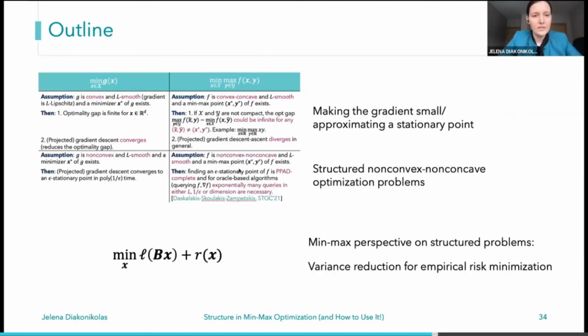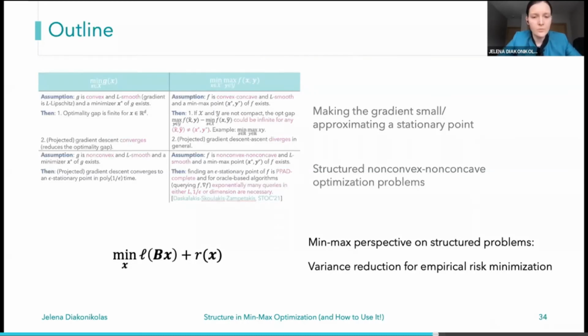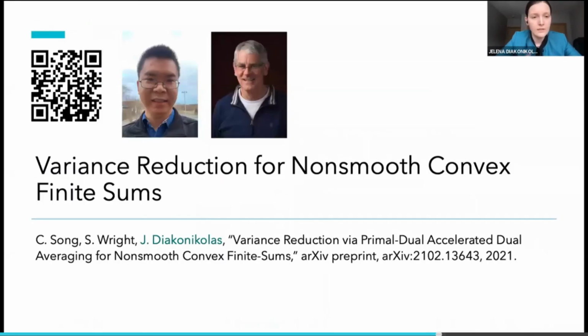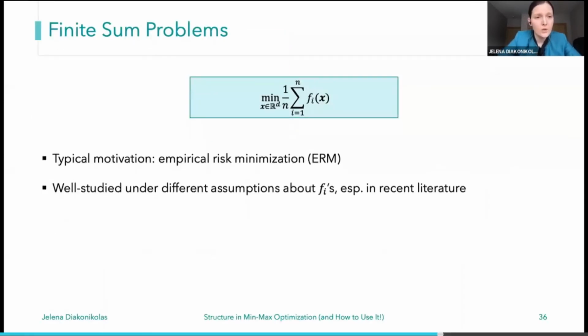Now, the last part here is to just tell you briefly about a problem that is not a min-max optimization problem. It is a convex optimization problem, but looking at it from a min-max perspective turns out to actually be useful. And the work I'll talk about is a very recent work with my postdoc Xiaobing Song and my colleague Steve Wright. So the setup is, you have a finite sum problem.